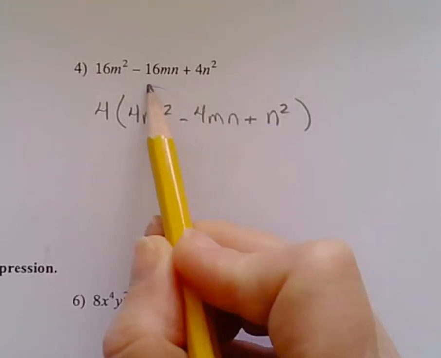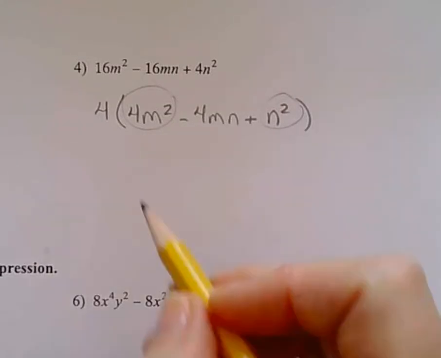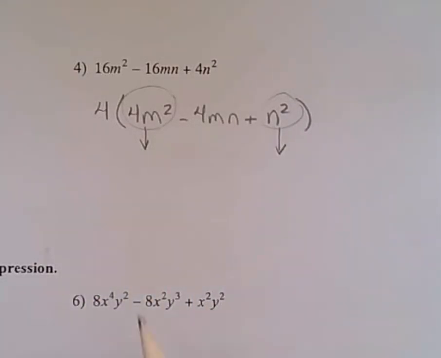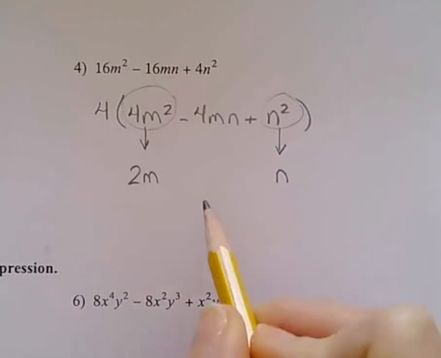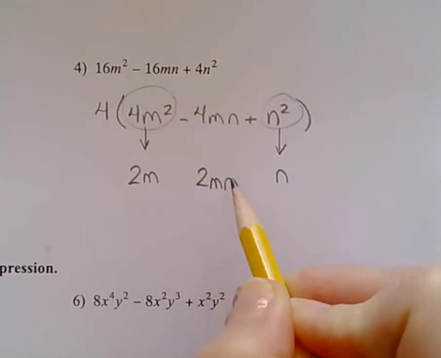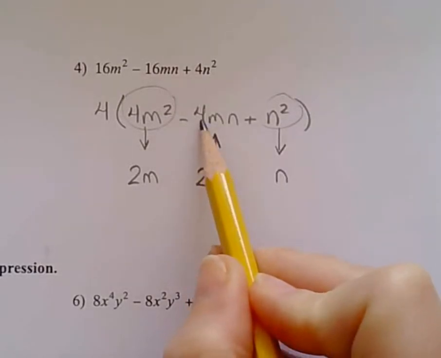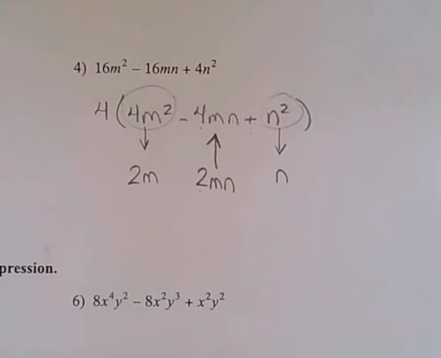But I look quickly and I notice my first and last terms are perfect squares. So I'm going to try the perfect square method. Take the square root of the first and the last terms, 2m and n. Multiply them together, 2mn, and double it. And if when you double it, you get this term up here, and we do, 2 times 2 is 4mn, it's a perfect square.